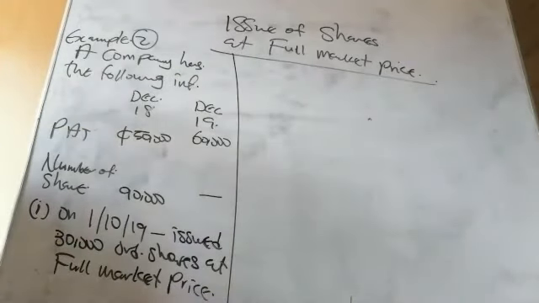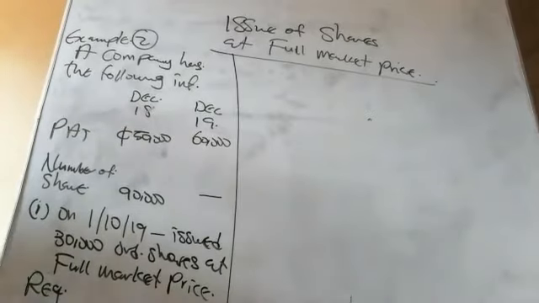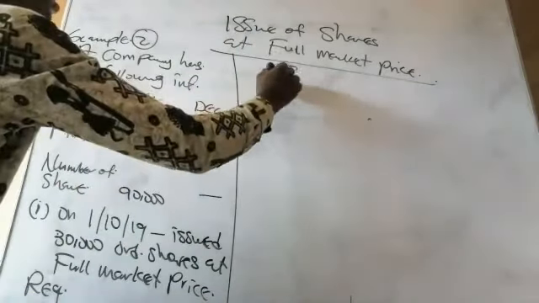Required: calculate the earnings per share for the company for the years ended December 2018 and December 2019. So tell the examiner the solution.